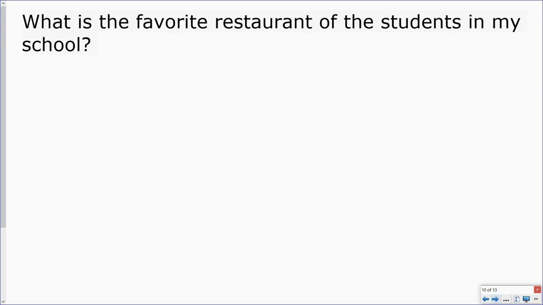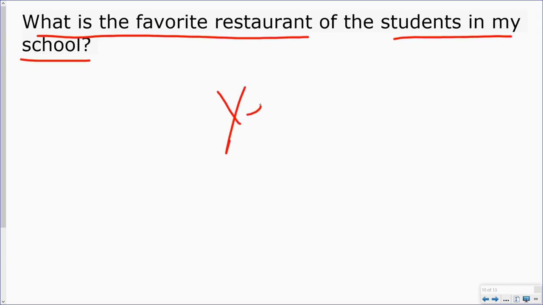What is the favorite restaurant of the students in my school? Well, again, we can look at what is the favorite restaurant. So we can ask them, we can give them a survey. We can go around and mark off the different restaurants. So yes, we've got data that we can collect. Students in my school. Well, in this case, there could be 100 students, there could be 1,000 students, there could be 500 students. So yes, they can get a variety of answers. So again, this would be a good statistical question.